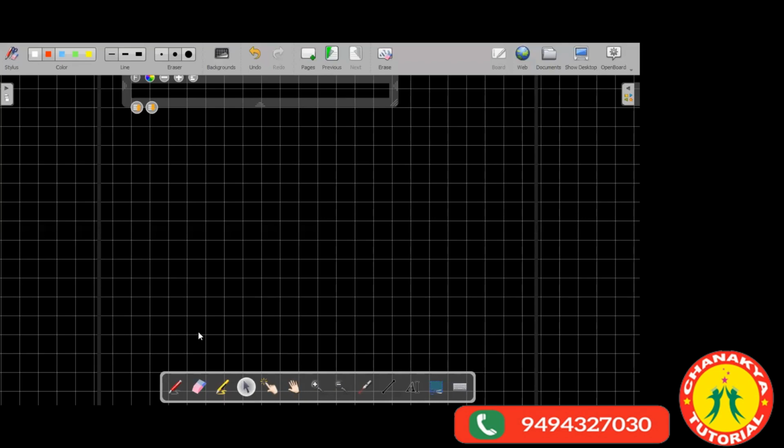Okay. So the next topic is area under the graph. What is the area under the graph? The area under the velocity time graph represents displacement. Area under the velocity time graph represents displacement.